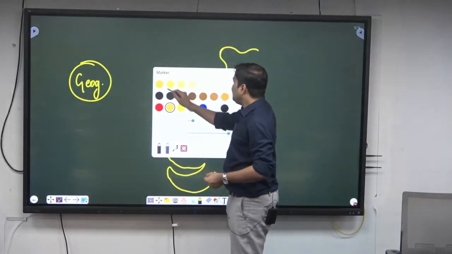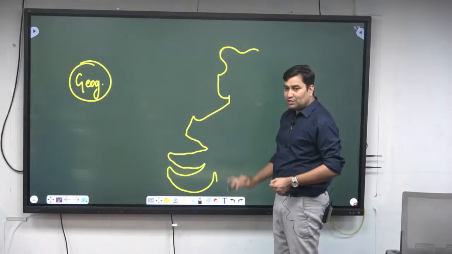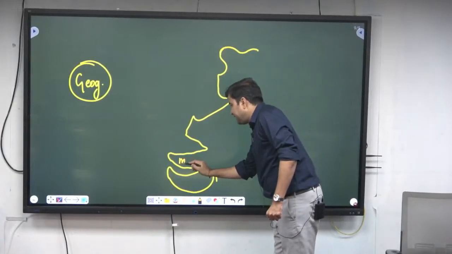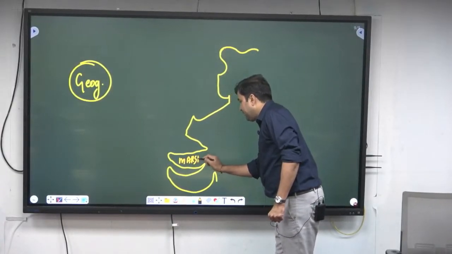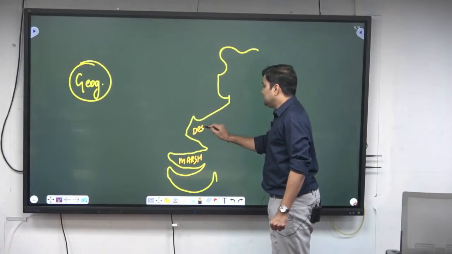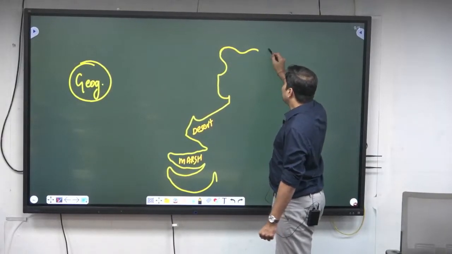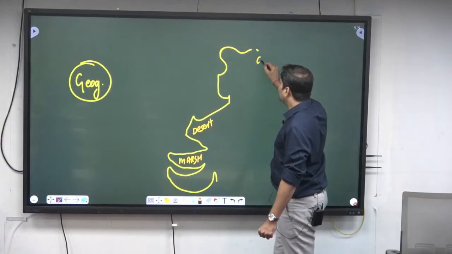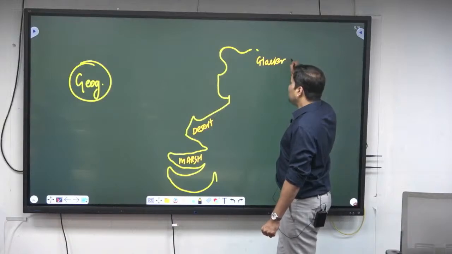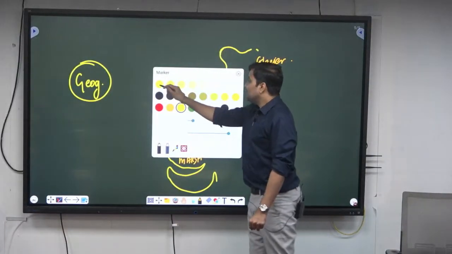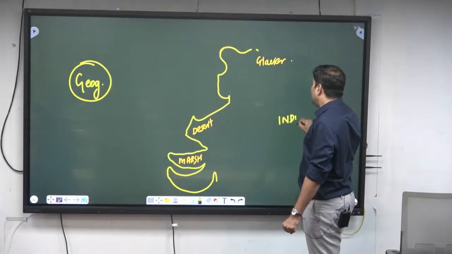Now this is your India and Pakistan border. Here you have marshy terrain, correct? Look at the geography: marshy terrain. Here you have desert terrain, correct? Here you have glacier terrain, correct? Now we have to study the spatial relationship of India with Pakistan, because they are neighbouring countries.